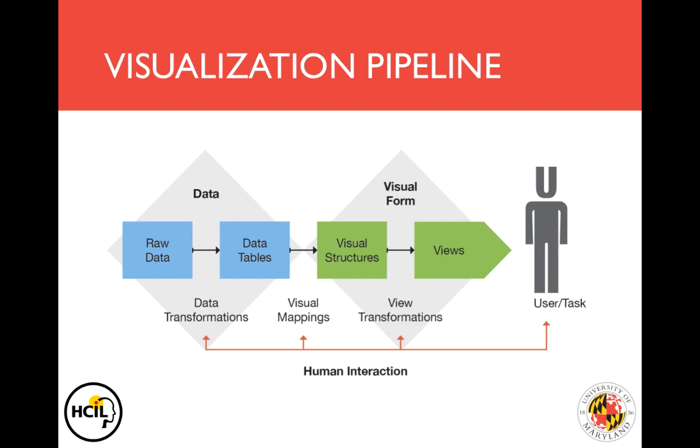In the visualization pipeline, the data tables come in basically as the second step of the data process. So we get in all of our raw data, and then essentially we want to break that down, put it into tables, so we have it in a nicely organized format that we then can start turning into visual things that people can interact with.